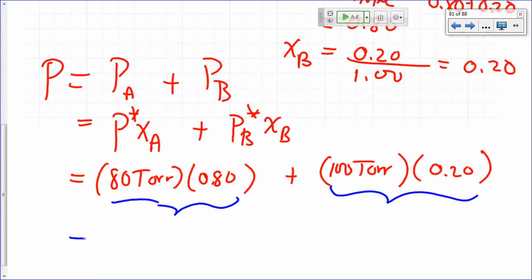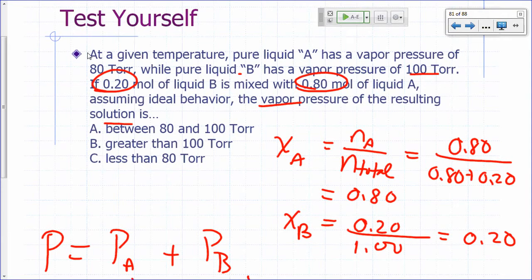And so what's the total pressure here? Go ahead and calculate that, and select the answers A, B, and C. Is it between 80 and 100 torr, greater than 100, or is it less than 80? Ready? Or do you need time?